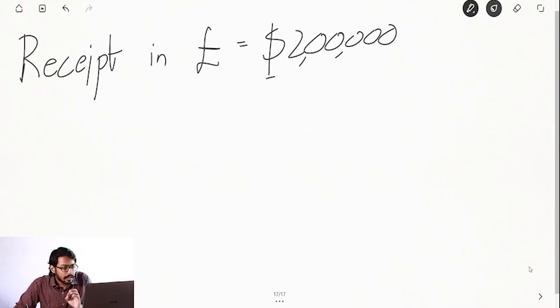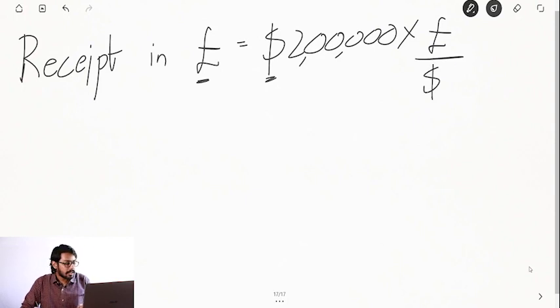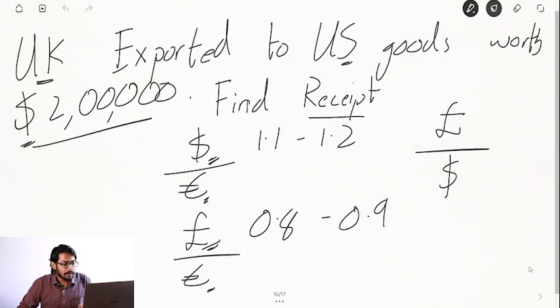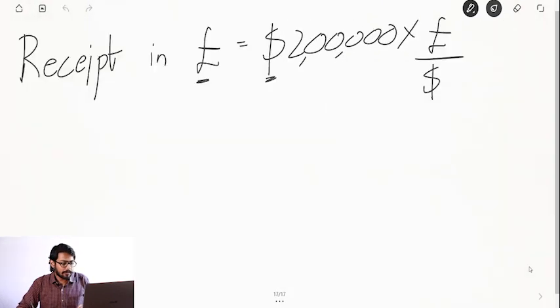$2 lakh into, you need dollar and dollar to get cancelled, and you want the final answer in pound. So you need pound by dollar. Look at the question. Have they given pound by dollar? Pound is here, dollar is here. They don't have a pound by dollar rate. So you have to go to working note 1.